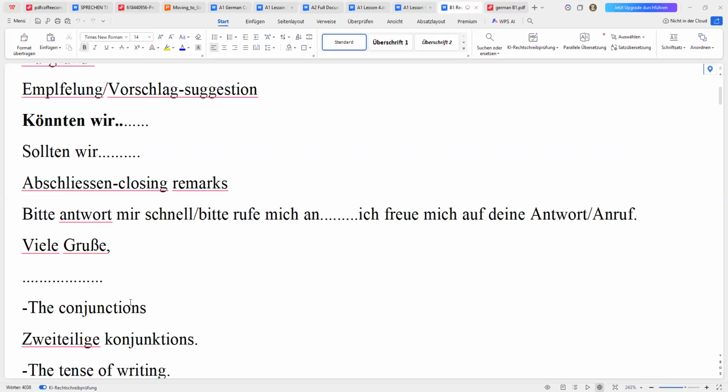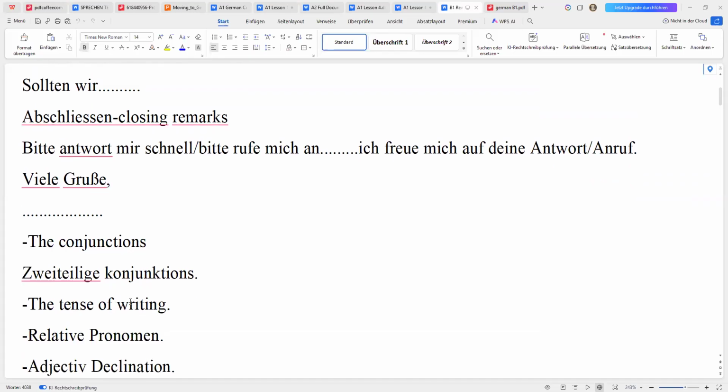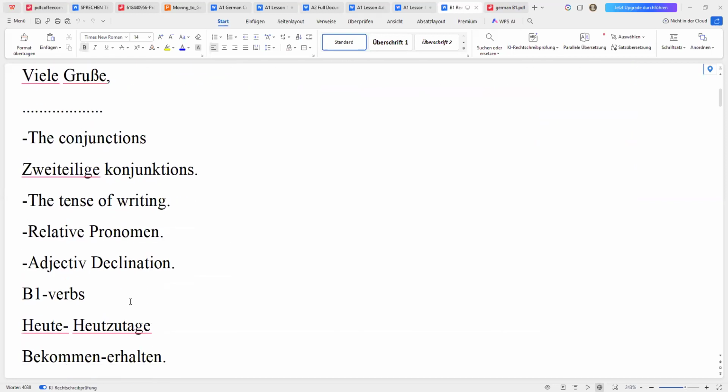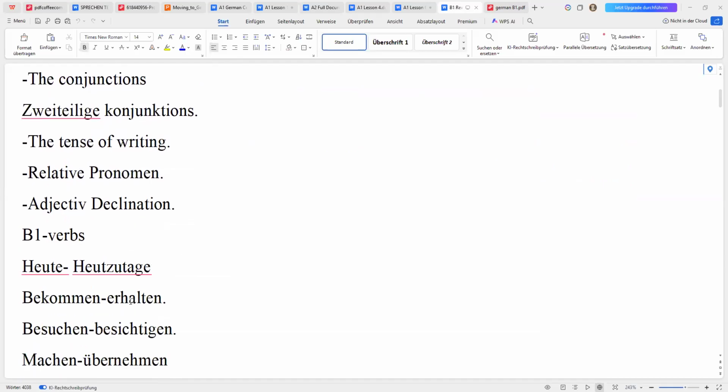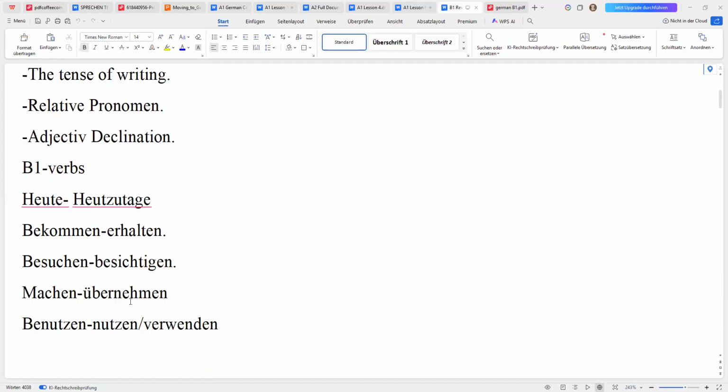What will be checked? The conjunctions. Which conjunctions are you using? Are they for B1? The zweiteilige Konnektoren, the tense of writing, the Relativpronomen, adjective Deklination, the B1 verbs, like you wanted to use the word heute, instead you use heutzutage to mean nowadays. The bekommen, and the synonym of bekommen is erhalten, besuchen, besichtigen, merken, übernehmen, benutzen. You get another synonym like nutzen or verwenden.